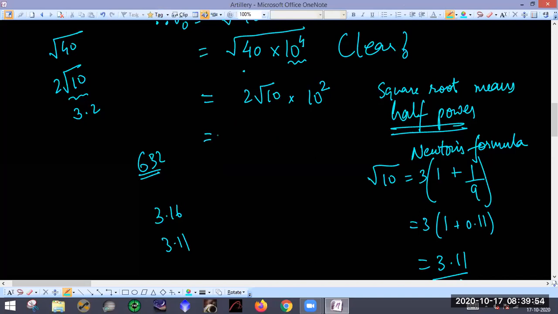So just think how much speed this will be. When it is launched, it moves nearly 630 meters in 1 second, right? It will move 630 meters in 1 second.